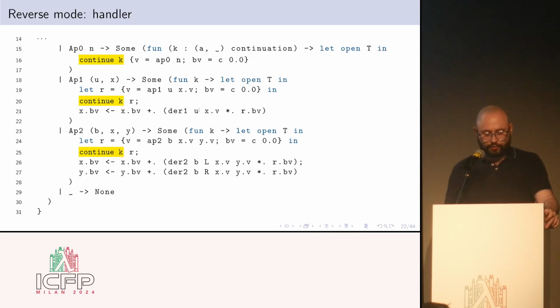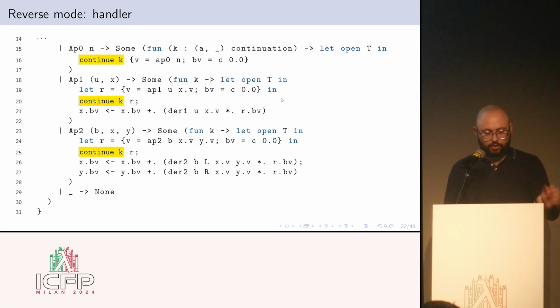So we can take the derivative of u at x, multiply it by the b part of the value r that we defined up here, and accumulate it into the derivative of the input of our function. And we can do the same thing, or an equivalent thing, for binary functions as well. So this is taking advantage of the complicated control flow that we can do with effects and handlers by sort of reversing the data dependency order of the original program.